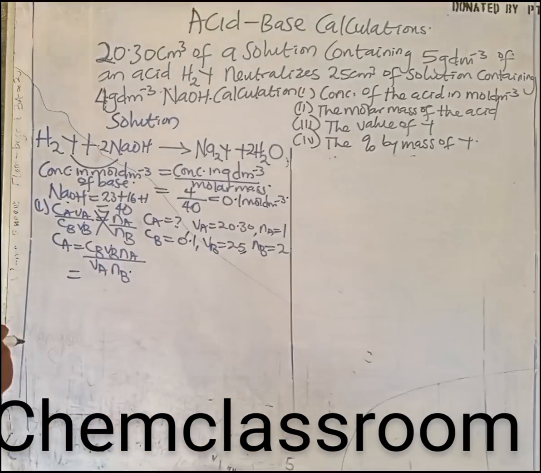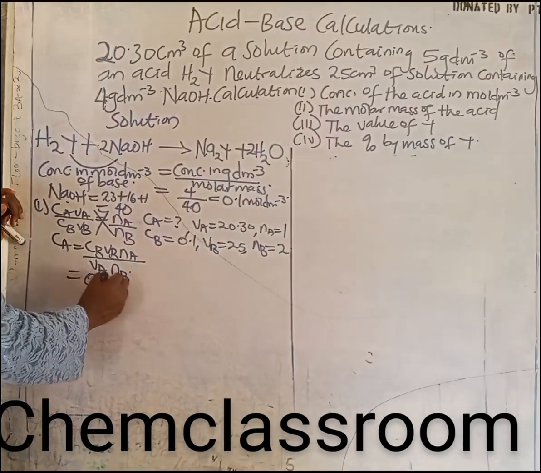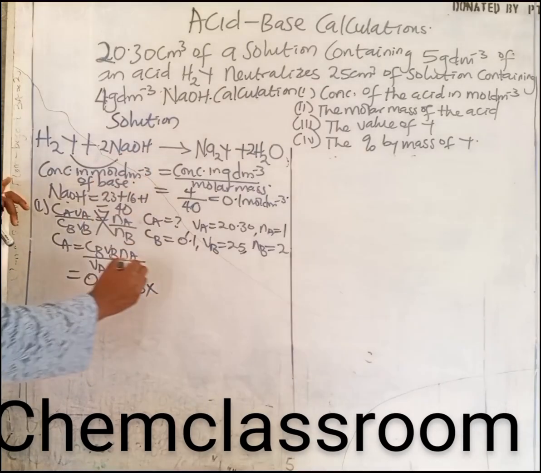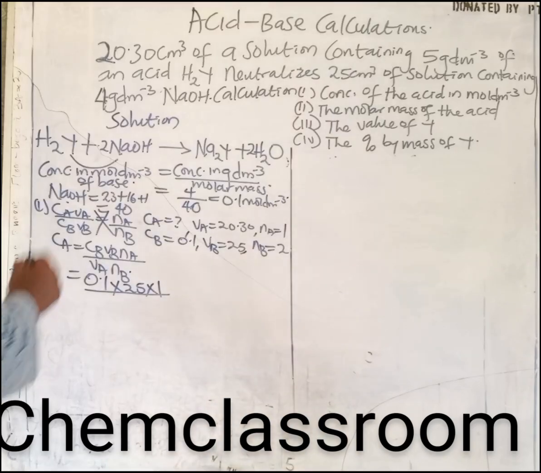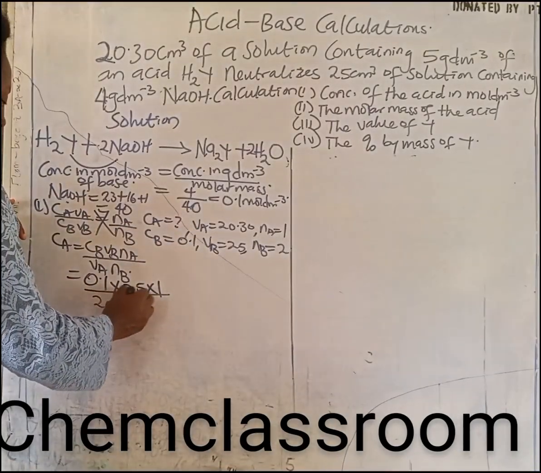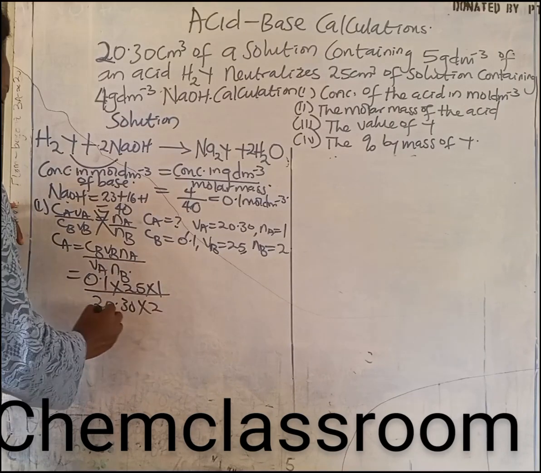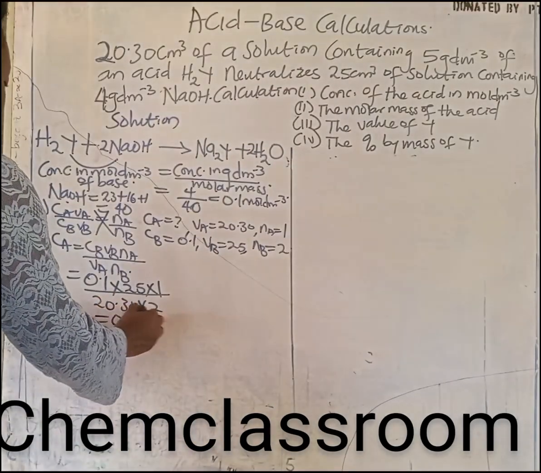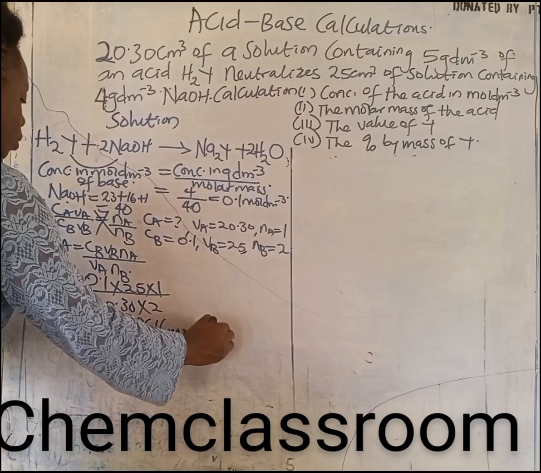Okay, so I can now substitute my values, and when you are substituting, you need to be careful as well. 0.1 multiplied by my VB, which is 25, my NA is 1, over my VA, which is 20.30, multiplied by my NB, which is 2. So in all, I'm expected to have 0.0616 mole per dm cube.